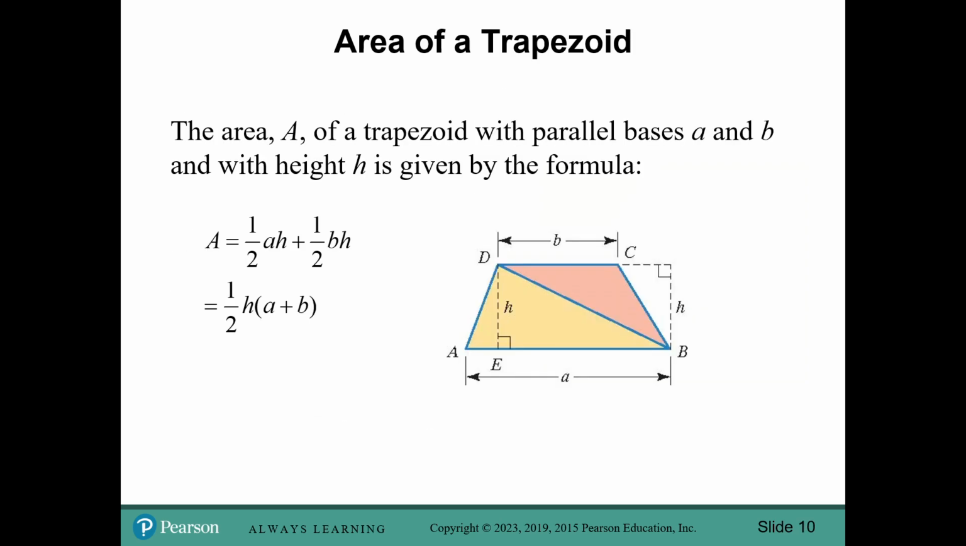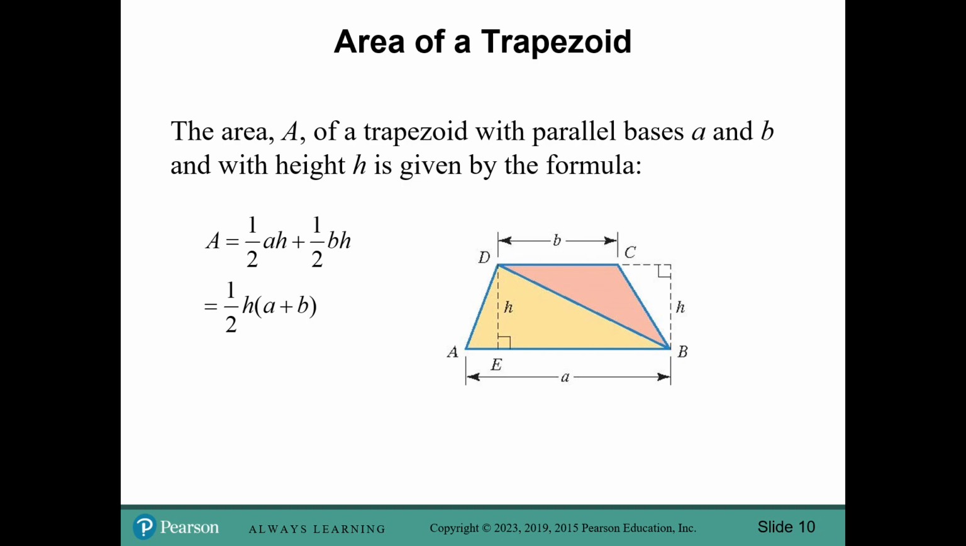Now, we're going to jump on over to the area of a trapezoid. The area A of a trapezoid with parallel bases a and b and with height h is given by the formula A equals 1/2 ah plus 1/2 bh. Here, a is what we're calling the base, and b is what we're calling the top.